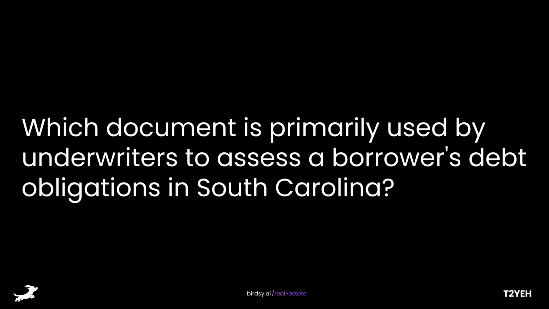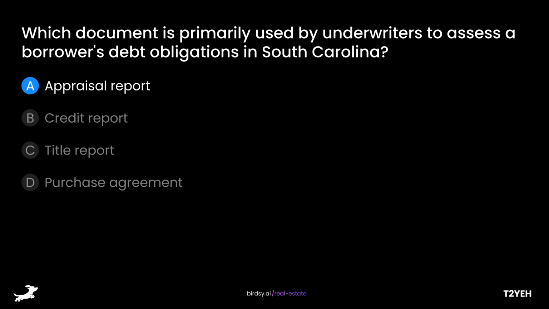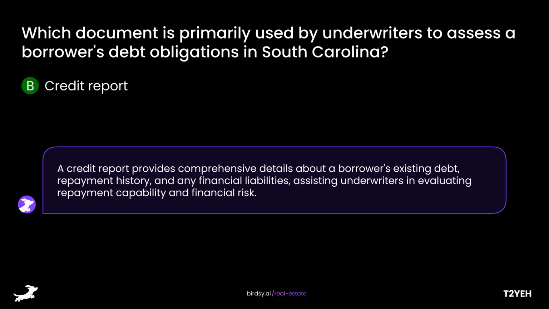Which document is primarily used by underwriters to assess a borrower's debt obligations in South Carolina? Is it A, appraisal report, B, credit report, C, title report, or D, purchase agreement? The answer is B, credit report. A credit report provides comprehensive details about a borrower's existing debt, repayment history, and any financial liabilities, assisting underwriters in evaluating repayment capability and financial risk.